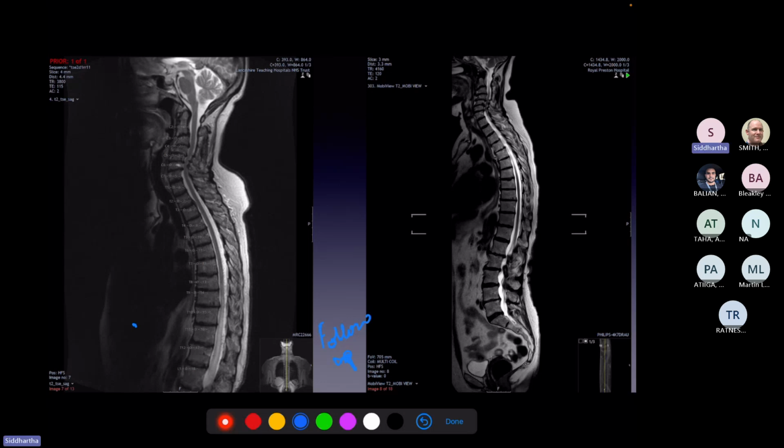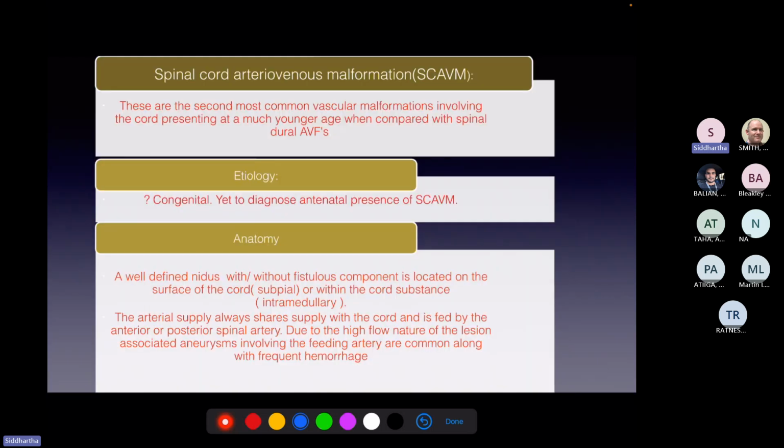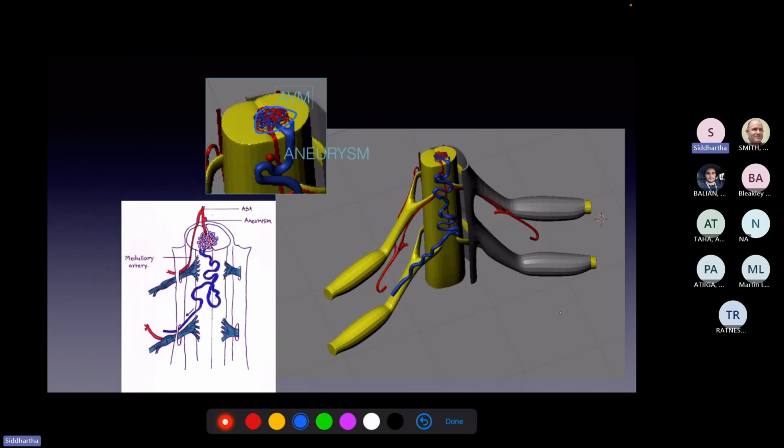We move on to the spinal cord AVM. These are the second most common vascular malformation involving the cord. They present at a much younger age when compared to the spinal dural AV fistula. They are not congenital. We have yet to find anybody who's been diagnosed to have a spinal cord AVM in utero. Usually they have a well-defined component. What we see on angiogram is a lot of congestion, and that's the big portion of this.